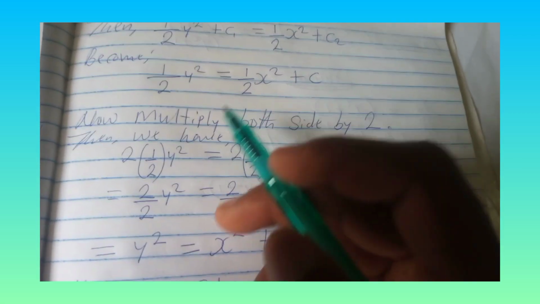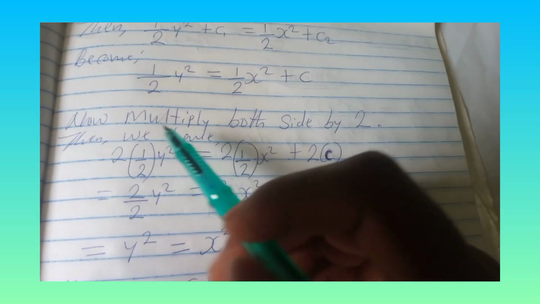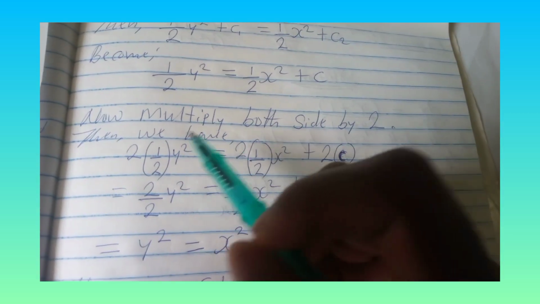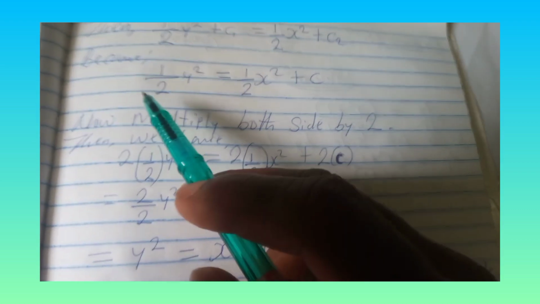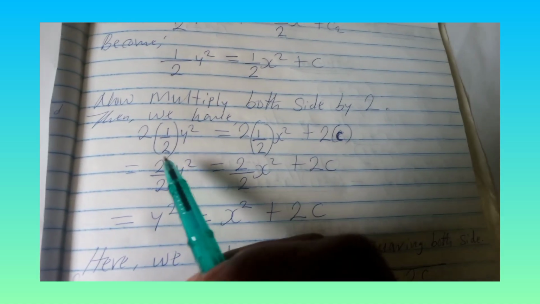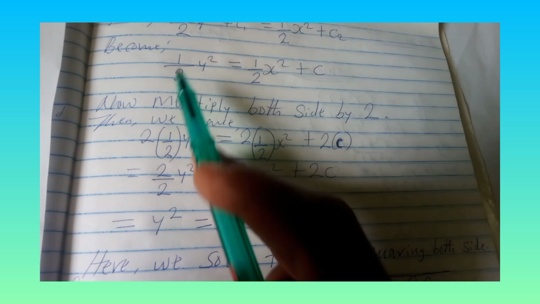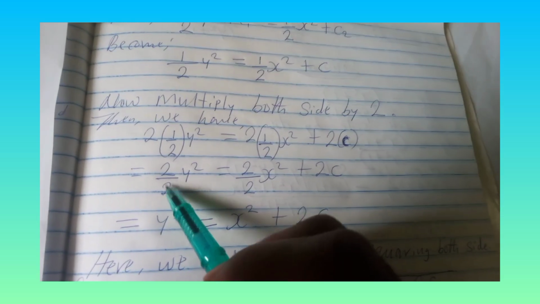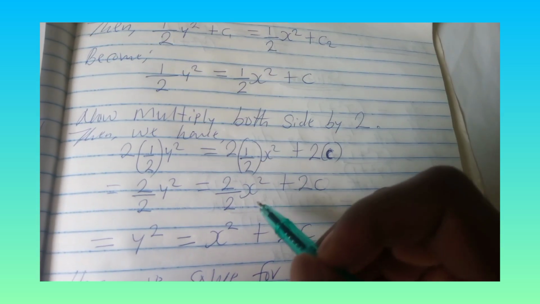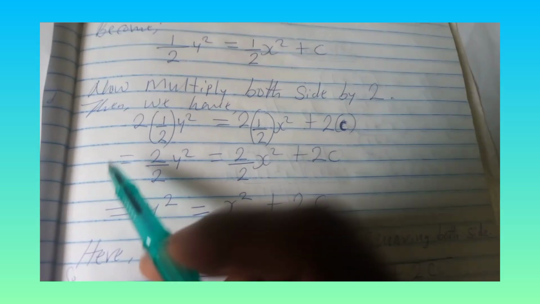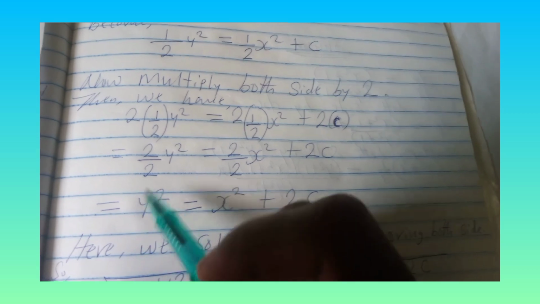For us to find the value of y, we multiply both sides by 2, because this 1 over 2 is common on both the left hand side and the right hand side. When we multiply both sides by 2, we have 2 over 2 on the left hand side, because 2 times 1 is 2 over 2. On the right hand side, 2 times 1 over 2 gives us 2 over 2. So 2 over 2 gives us 1, and 1 times y square gives us the same thing, y square.